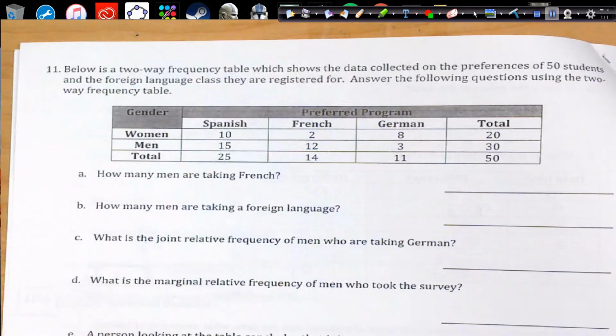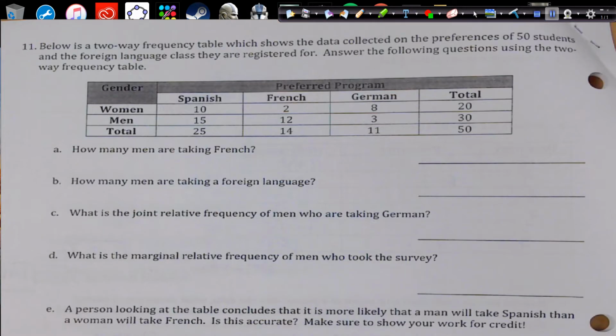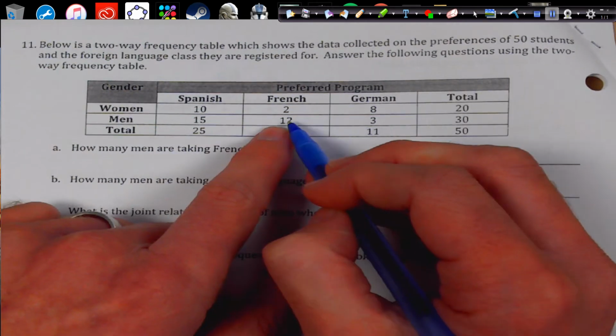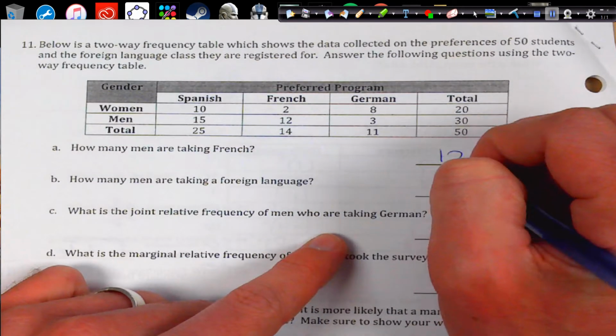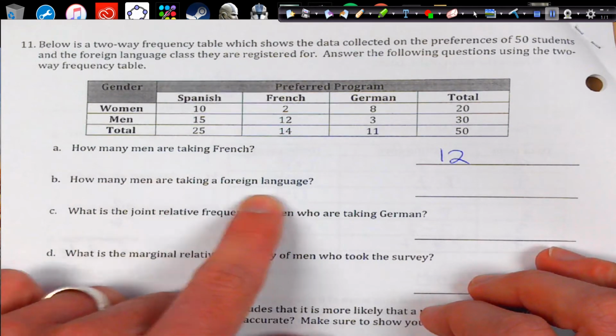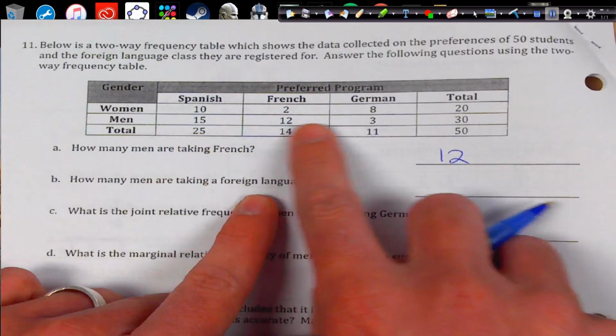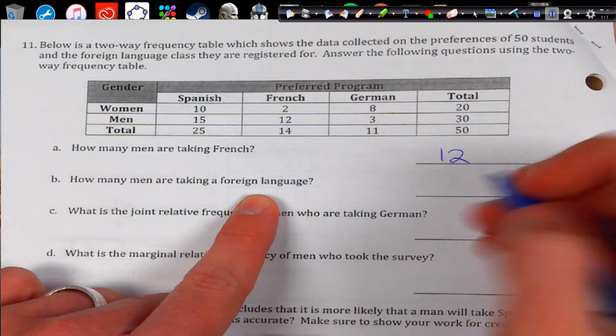Below is a two-way frequency table, which shows the data collected on the preference of 50 students and the foreign language they prefer, or that they register for. Answer the following questions using the two-way table. How many men are taking French? So we look at French men, and there are 12. How many men are taking a foreign language? Altogether, there are 30 foreign language students.